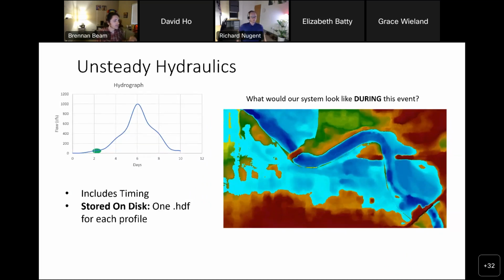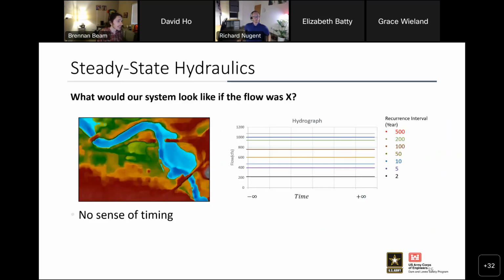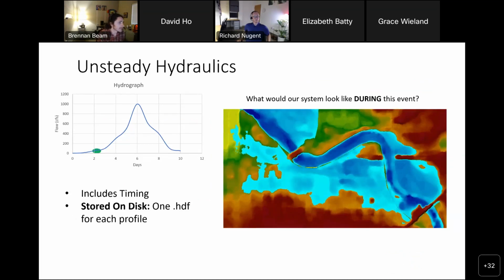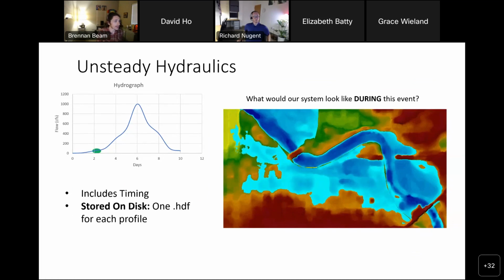Another technical detail here, a logistical interesting thing. When you're handed steady state hydraulics, all of these profiles out of RAS typically come in one HDF file. When you do unsteady hydraulics, you'll get one for each event. So just to point out, I try to give you some introduction to that so it's not confusing when that happens to you. It does change the output format from RAS to use a different type of modeling here.